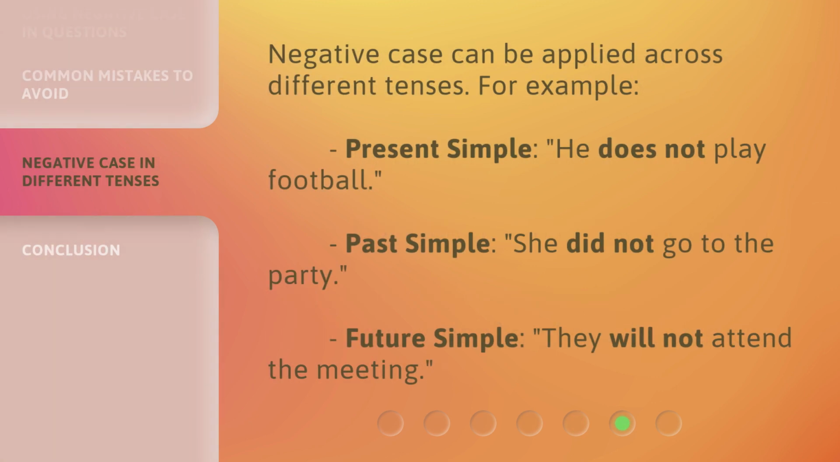Negative case can be applied across different tenses. For example, present simple: he does not play football. Past simple: she did not go to the party. Future simple: they will not attend the meeting.